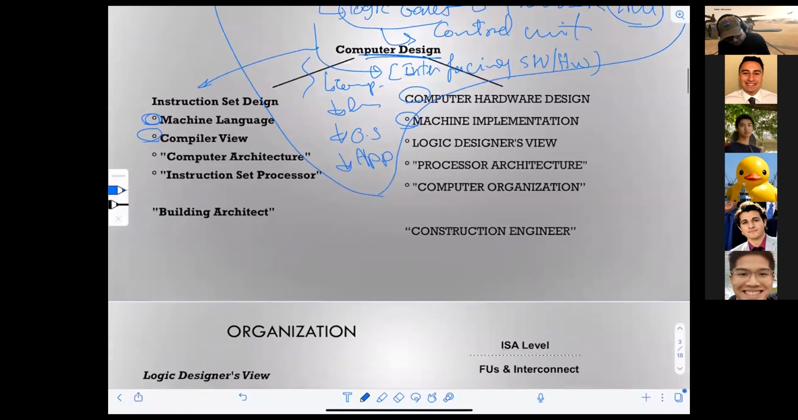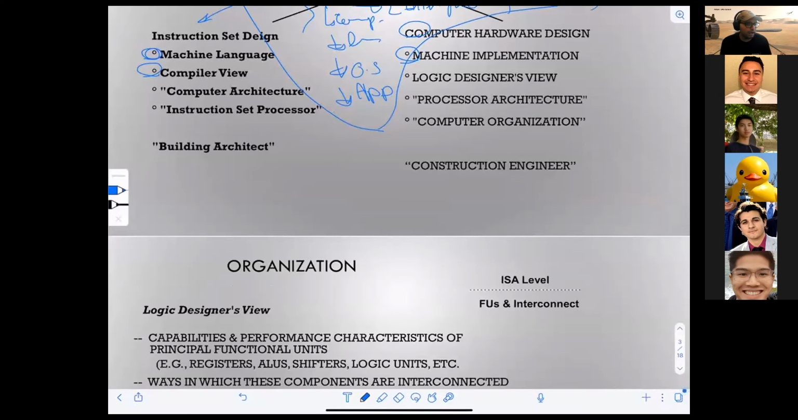I'm not sure how many of you are aware of something called VLSI. Have you guys heard about VLSI, the topic?